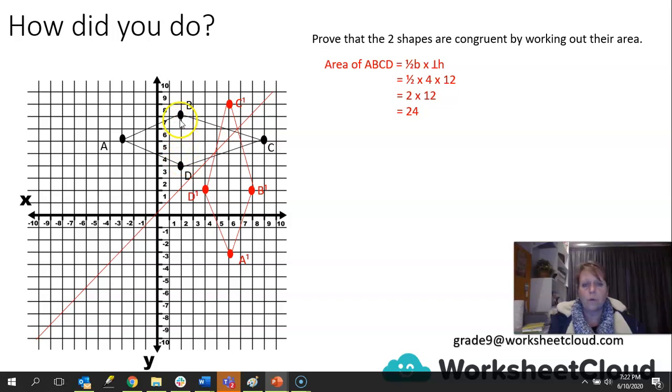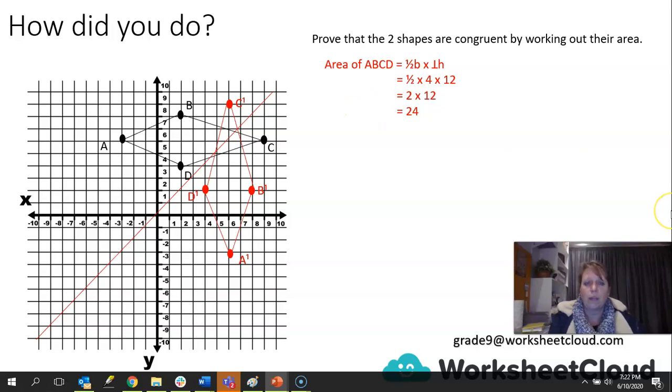The base is still 4, and the height would be 1, 2, 3, 4, 5. So half of 4 is 2, 2 times 5 is 10. So keep 10 in your mind. So we've got the same base, and we're now going to do 1, 2, 3, 4, 5, 6, 7. So half of 4 is 2 times 7 will be 14. Remember, this area is 10, this area is 14. It will still give us an area of 24.